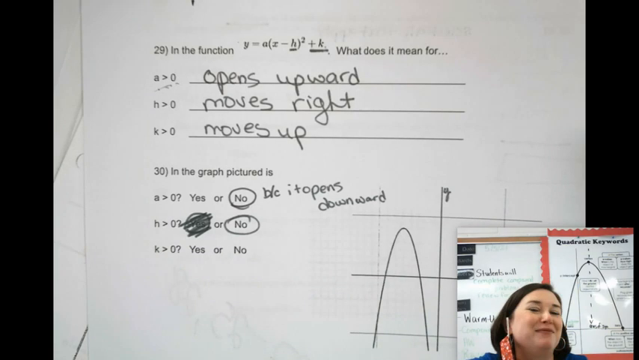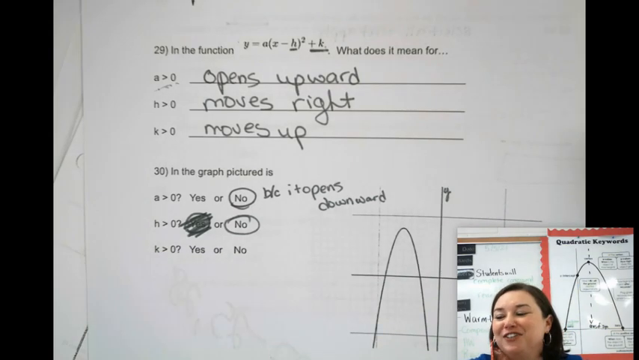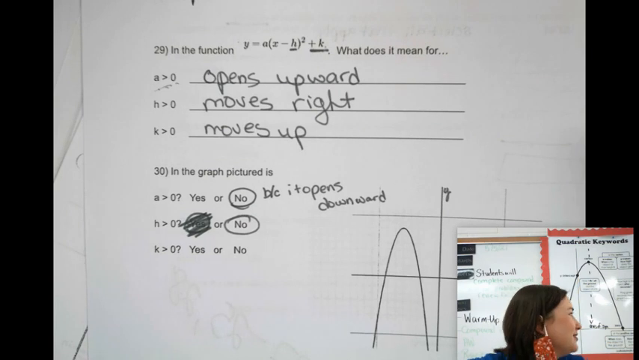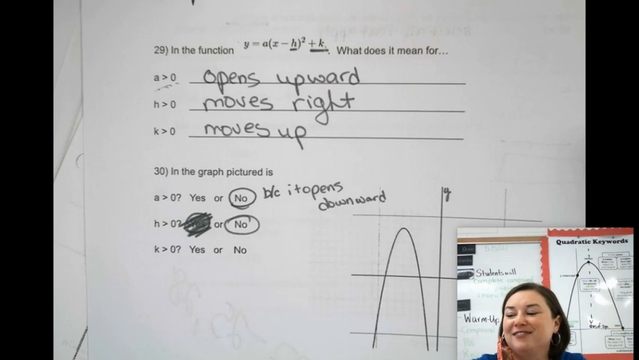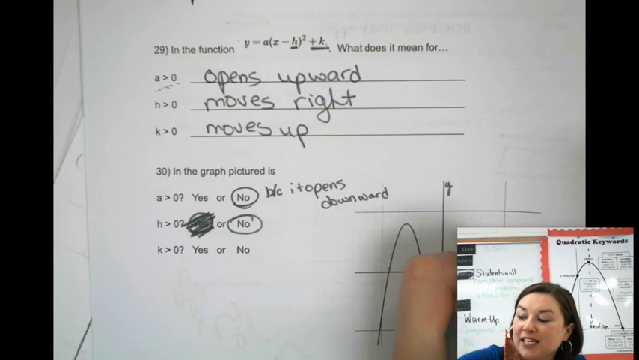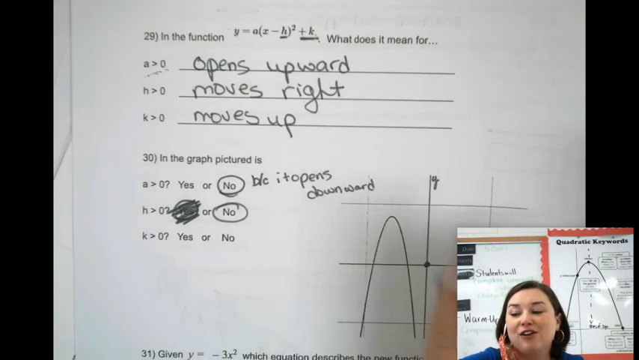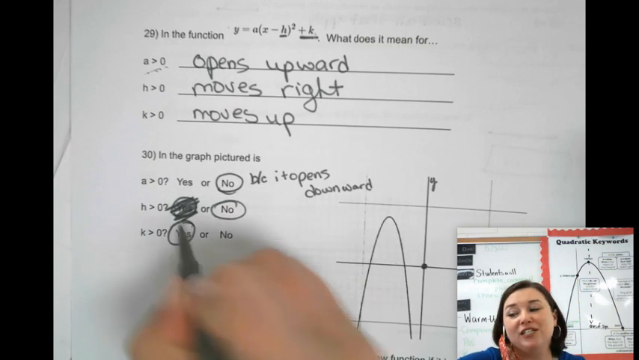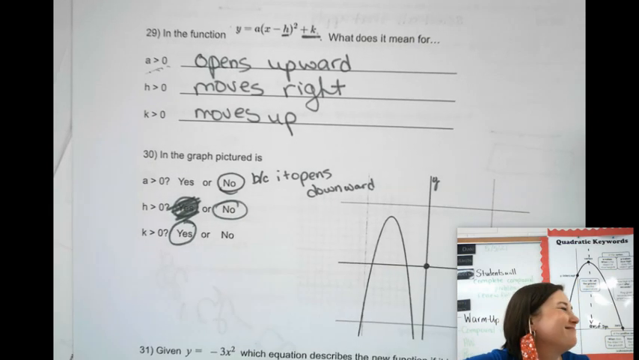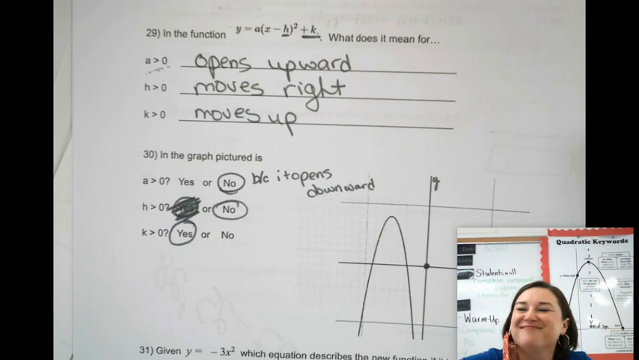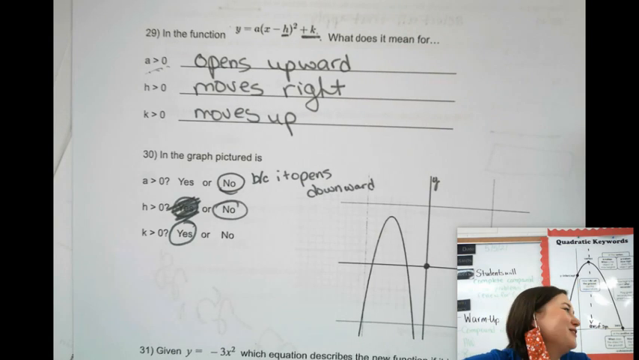I don't know what I'm doing up here, apparently. Thank you, Ashley. And then K, up or down? The vertex for the original one is at 0, 0. Is this higher than that or lower than that? Higher, which makes it positive, and I am confident that this is yes. I think what I said about moving left contradicted what I circled. Yes.